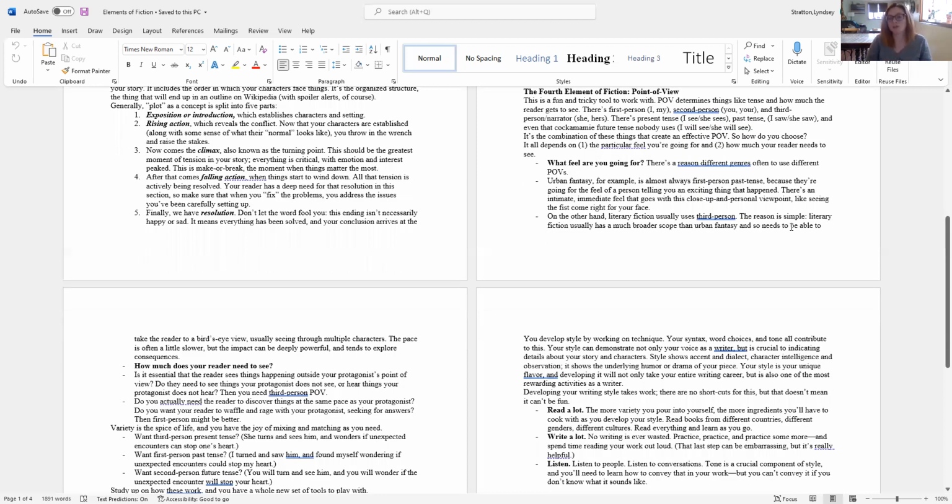Okay, how would the story differ if it was from a different point of view? For example, if we changed A Rose for Emily to be written from Homer's point of view, or from Emily's father's point of view, or from Emily's point of view, the story would be completely different.